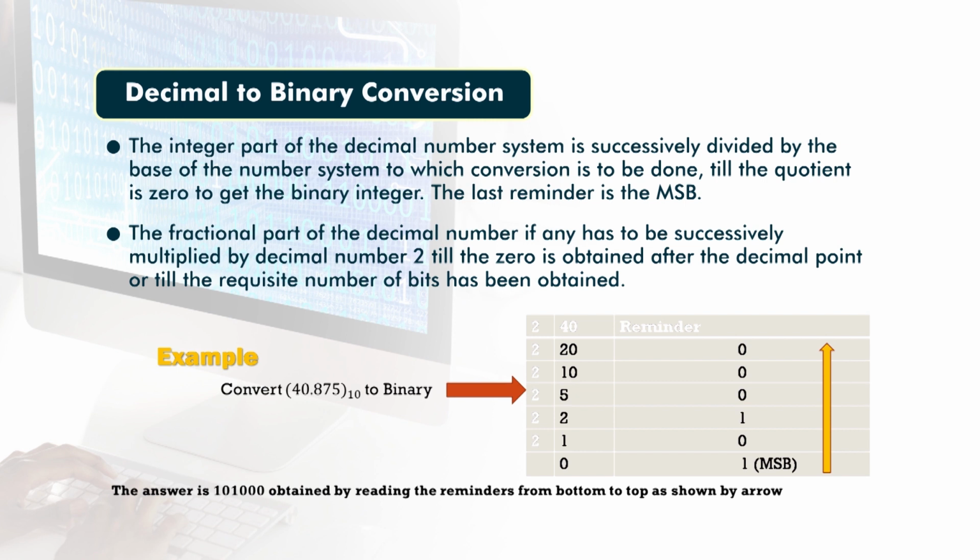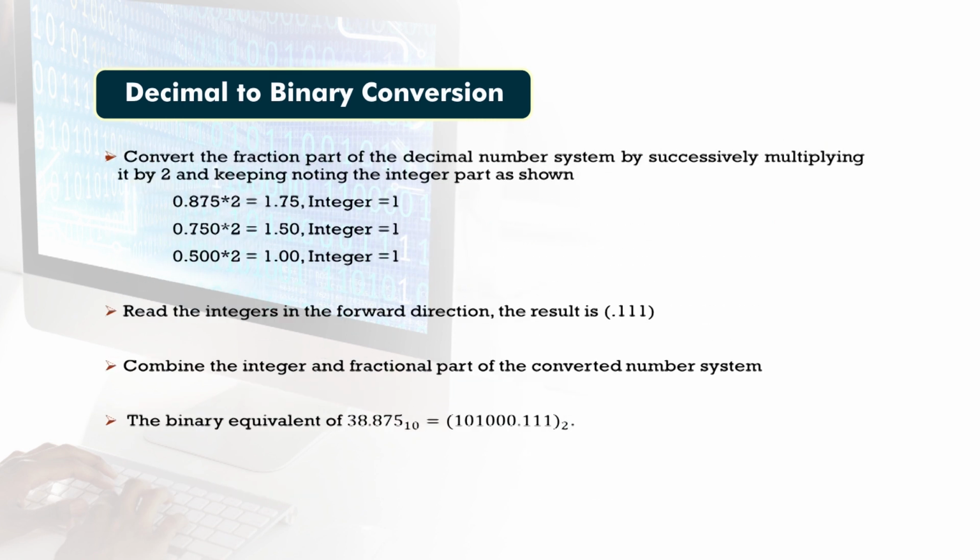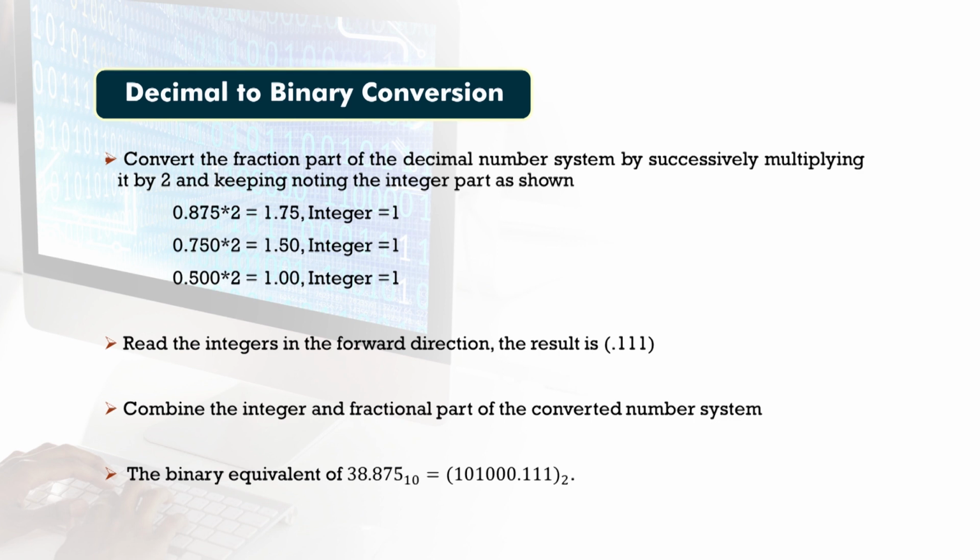Now comes the fractional part. The fractional part of the decimal number, if any, has to be successively multiplied by 2. Here we are multiplying, not dividing, till 0 is obtained after the decimal point or till the requisite number of bits has been obtained. So we have the example, the fractional part, that is 0.875.